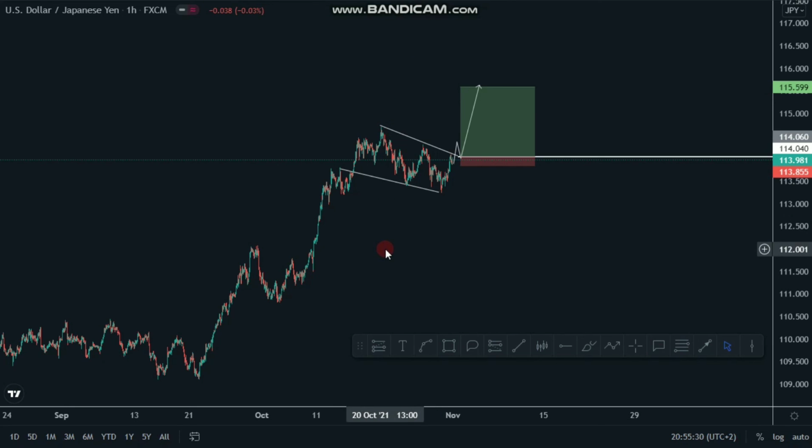So our take is GBP/USD, we have selling opportunities. Gold, we have selling opportunities. USD/JPY, we have buying opportunities only after a breakout and a retest. Follow the rules, follow your trading plan.